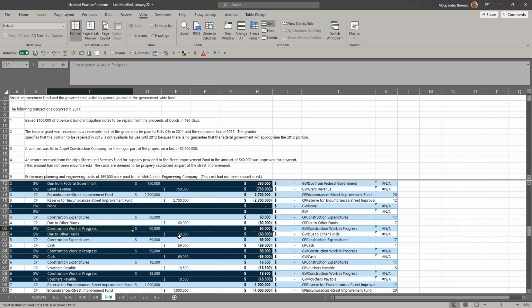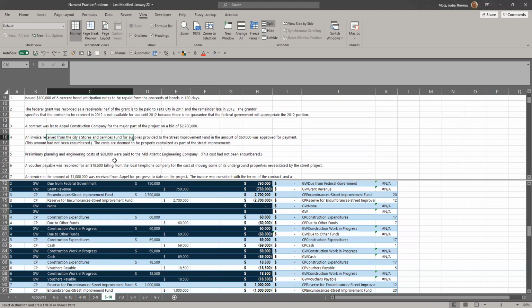It's not an expenditure account, it's a work in progress account, which we make heavy use of in our not-for-profit world. We manage real estate. We have lots of projects that go across fiscal year ends, so larger projects. So yes, that's an asset account. You'll see in the next problem, number 5, similar treatment. You've got construction expenditures and cash. This one is cash because it's saying that preliminary planning costs were paid to the Mid-Atlantic Engineering Company. And these weren't encumbered previously either. These are some small startup expenses, and then you'll see the bigger transactions hit in a moment.